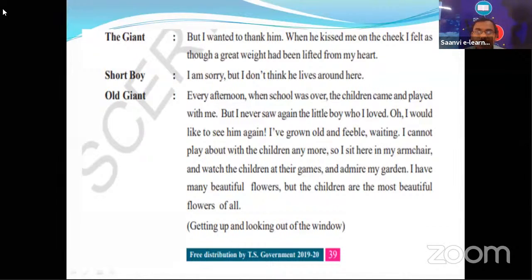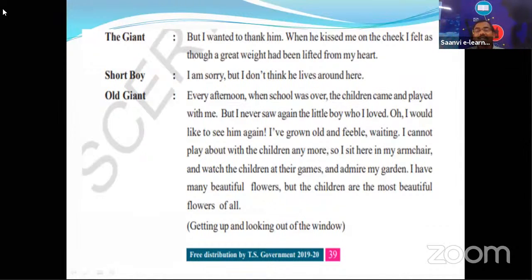I cannot play about with the children anymore, because I am very weak. Now I am not able to play with the children anymore. So I sit here in my armchair. So he sits in the armchair and watches the children at their games. The old giant could just simply sit in the armchair, watch the children playing different games and admire my garden. Now and then he praises his garden. So my garden is very beautiful.